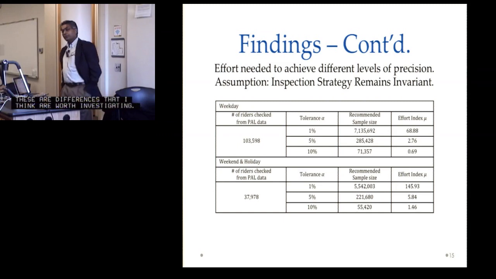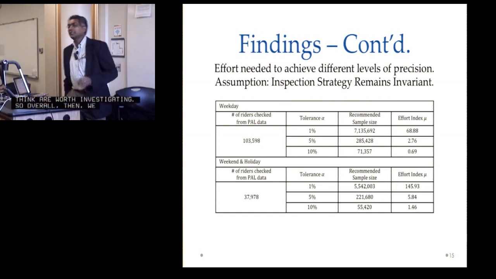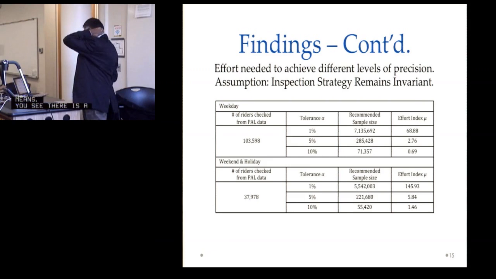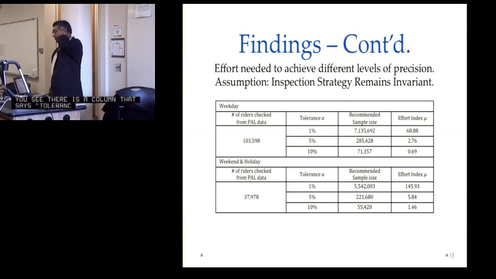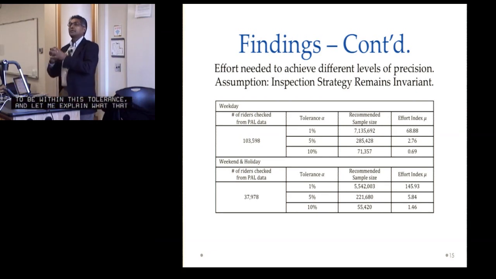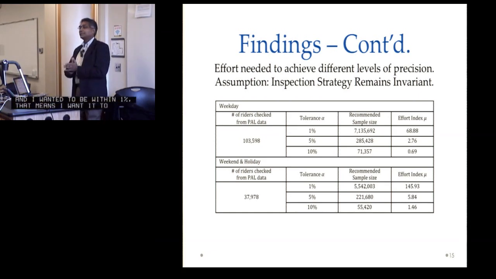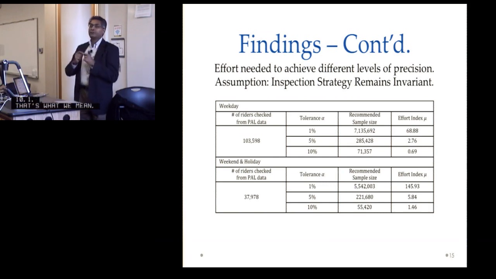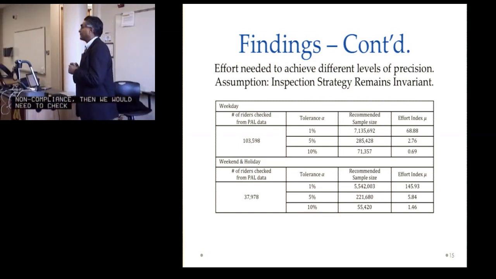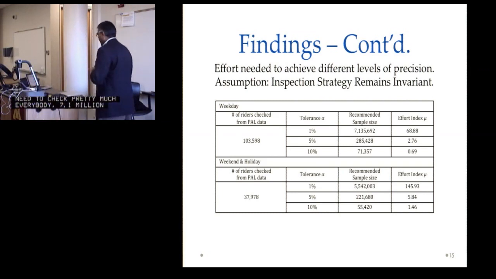So overall, then, we also checked whether, if we needed a certain level of precision, and let me explain what this means. You see there is a column that says tolerance alpha. What this means is, suppose I want my evasion rate estimate to be within this tolerance, and let me explain what that means. Suppose my evasion rate is 10%, and I want it to be within 1%. That means I want the estimate to be no less than 9.9 and no more than 10.1. That's what we mean. So if we want that level of accuracy in our estimate of non-compliance, then we would need to check pretty much everybody, 7.1 million passengers out of 7.9. If you need that kind of accuracy.